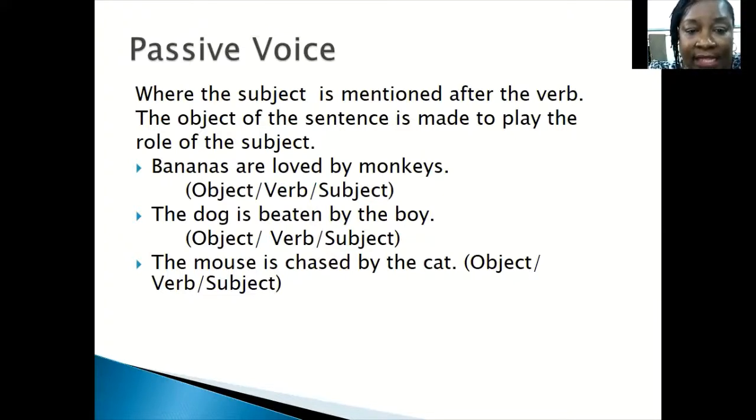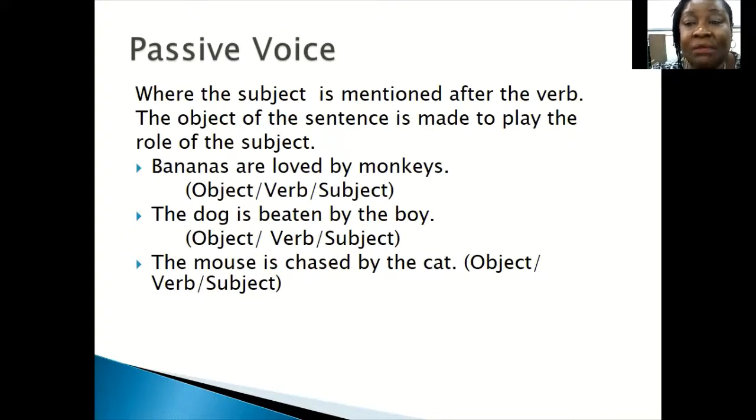Let's look at the examples. Bananas are loved by monkeys. Bananas are the object, are loved is the verb, monkeys is the subject. Remember, in the active voice, it was the subject, verb, object. In the passive voice, it's the object, verb, subject.